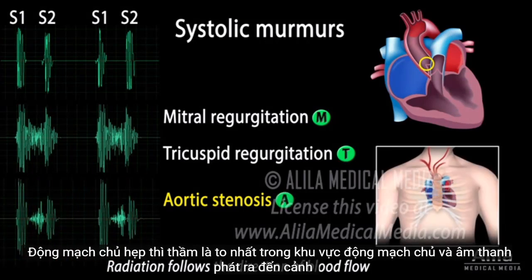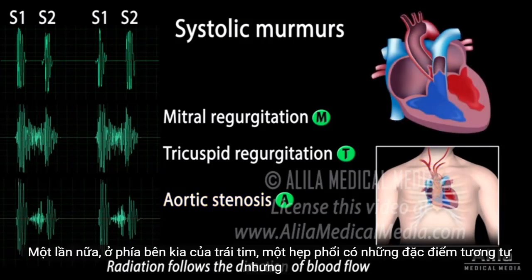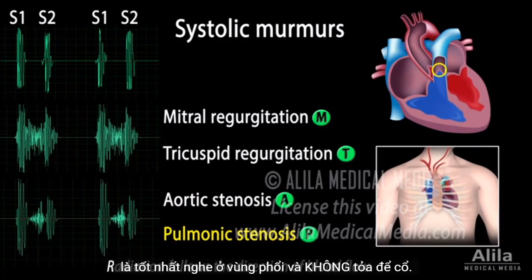Aortic stenosis murmur is loudest in the aortic area, and the sound radiates to the carotid arteries in the neck following the direction of blood flow. Again, on the other side of the heart, a pulmonic stenosis has the same characteristics, but is best heard in the pulmonic area and does not radiate to the neck.